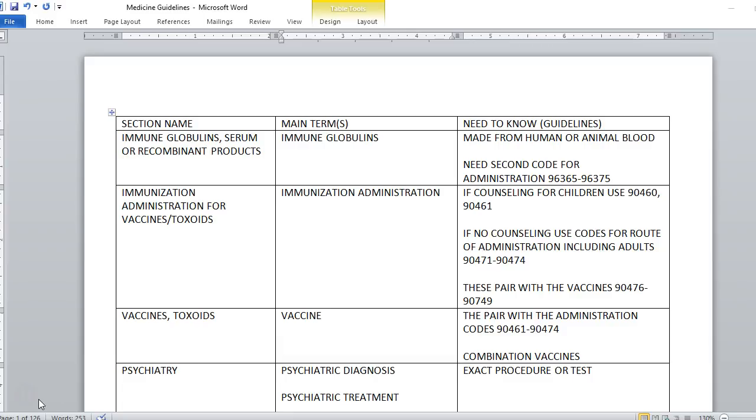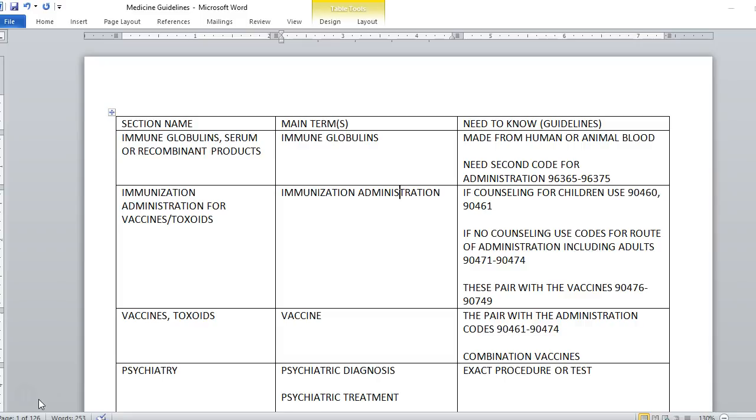Because the Medicine section is different from the rest of the CPT book, we're going to be looking at things a little bit differently today. We're going to start by looking at the section names, the main terms you're going to find them under, what you need to know, and then we're going to get into the guidelines themselves.